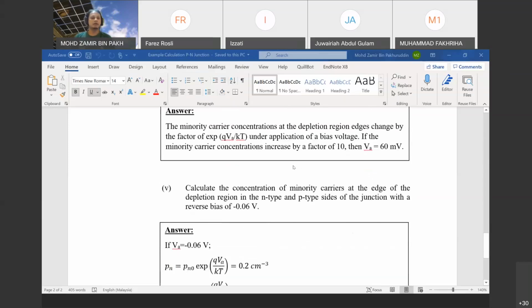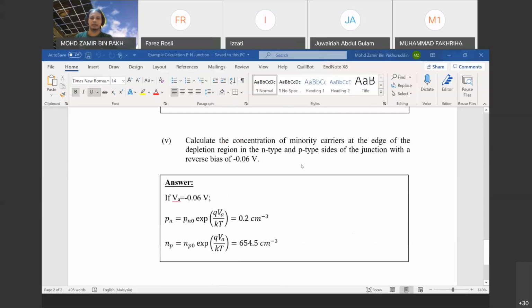This is shared. Right, the final one: calculate the minority carrier concentration at the edge of the depletion region in the N-type and P-type of the junction with a reverse bias. Now the V becomes negative, 0.06 volt. Okay.